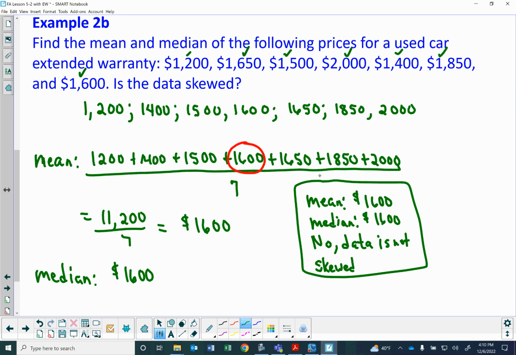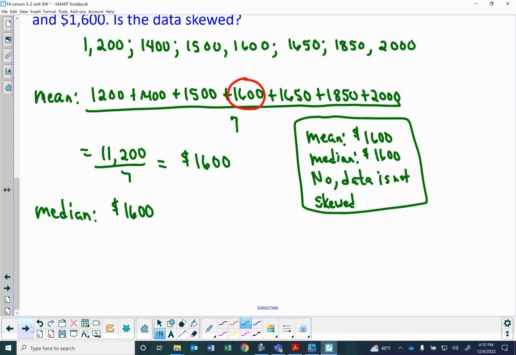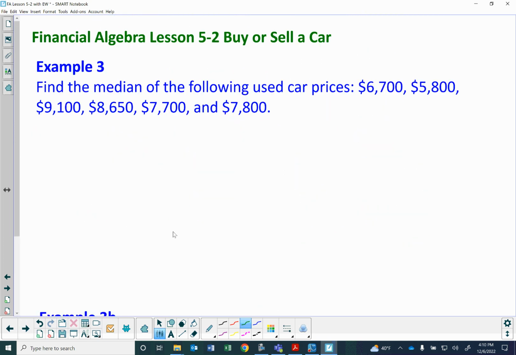All right, so what happens if you have to find the median and you have an even number of data points versus an odd number of data points? If you have an even number of data points, you're not going to have a number that's directly in the middle. You're going to have two numbers that could be in the middle. And if that's the case, you have to take the average of the two middle numbers. You still have to put the data in order from smallest to largest or largest to smallest.